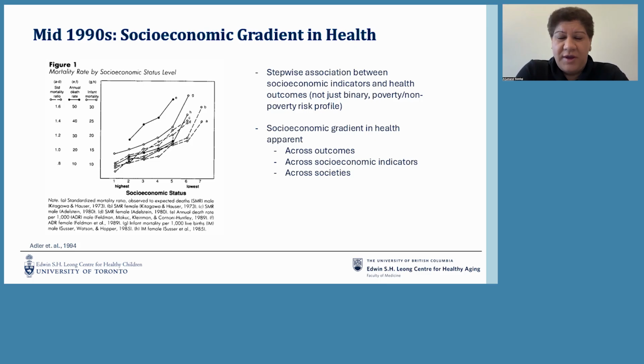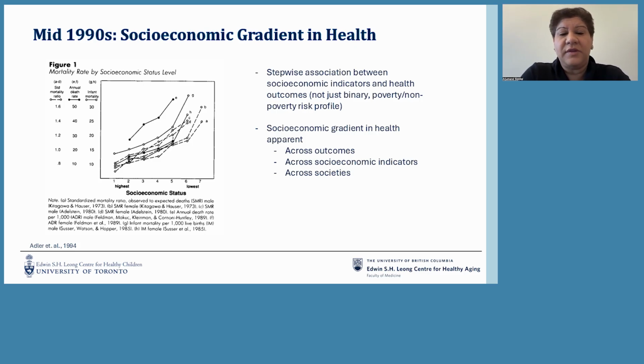This work trudged on, and it was about the mid 1990s when we started to see an assertion that we can actually make some broad conclusions from the literature that has developed in this field. And in 1994, Nancy Adler and her colleagues penned a rather important commentary, which they called The Challenge of the Gradient. And it was about what we know about the relationship between socioeconomic status and health.